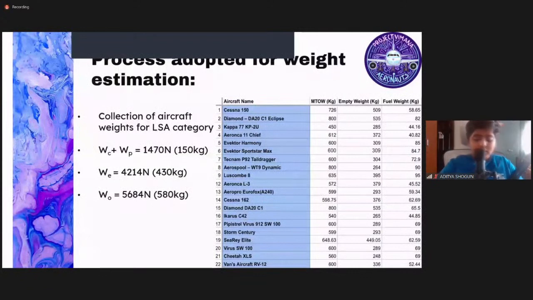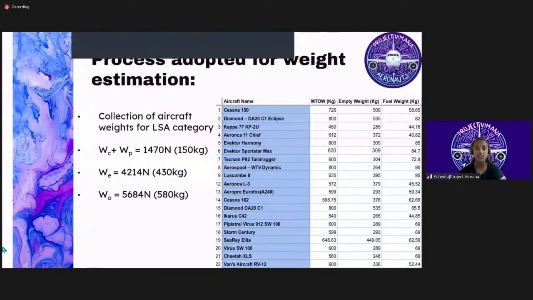So this is the data that we collected. We first found the max takeoff weight of 30 different two-seater LSAs, and then took the average of all those weights and got around 580 kgs. We considered each person to be 70 kgs with a luggage weight of 10 kgs.